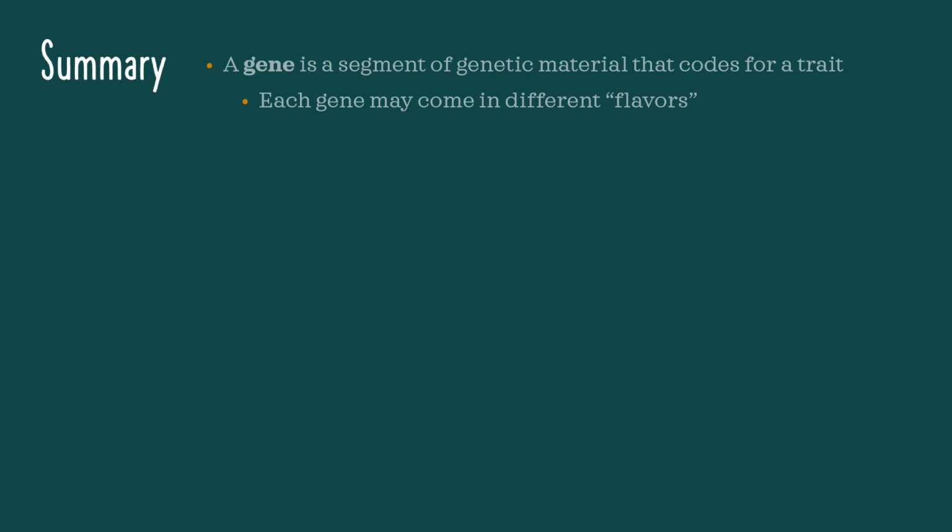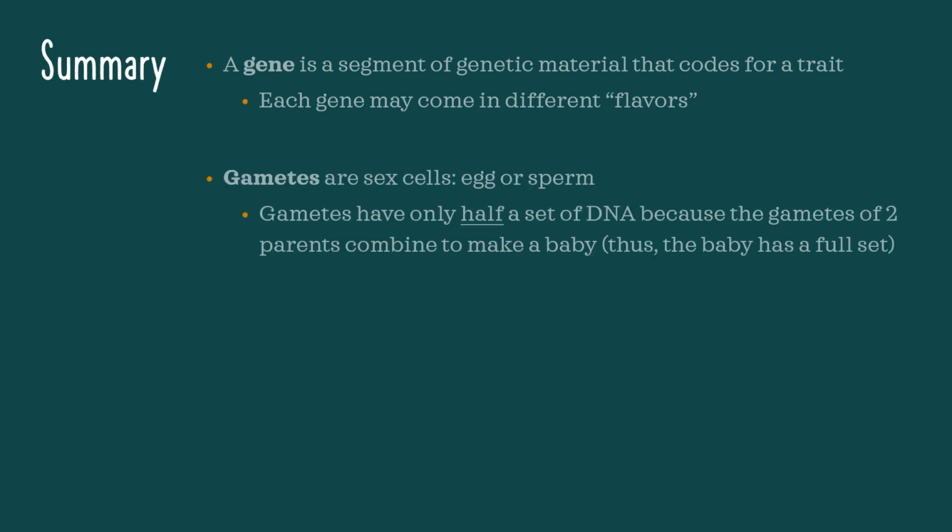A gene is a segment of genetic material that codes for a particular trait. We've talked about genes in terms of DNA as the genetic material. Each gene may come in different flavors, like the gene for eye color can come in brown, blue, hazel, green, etc. You've also learned that gametes are sex cells. If we're talking about humans, that means egg or sperm.